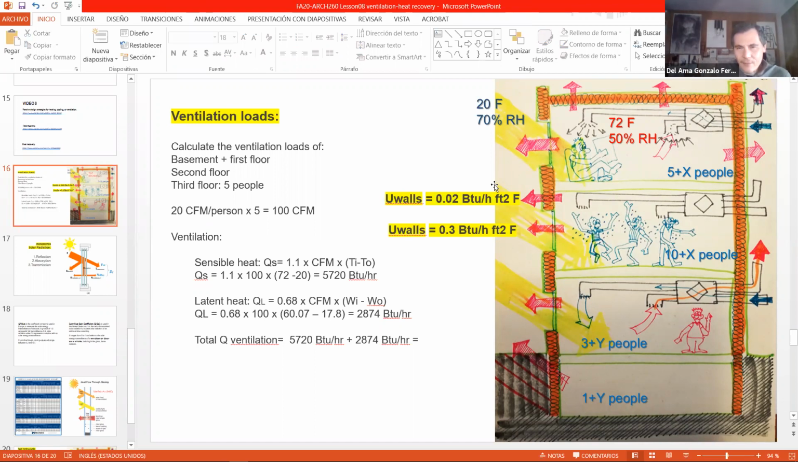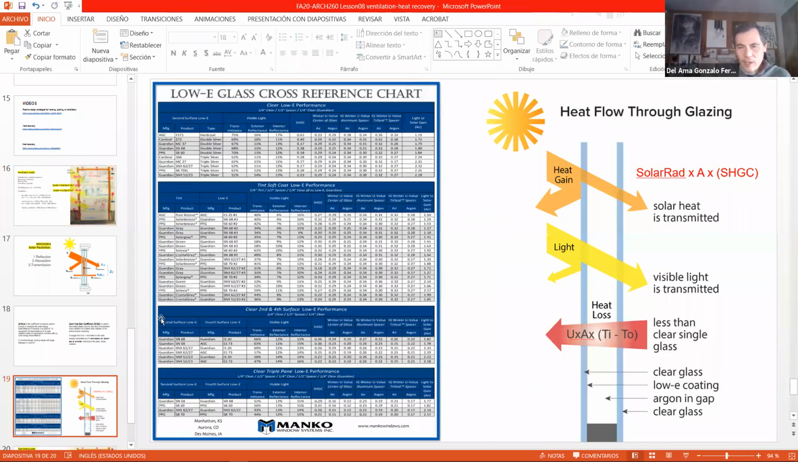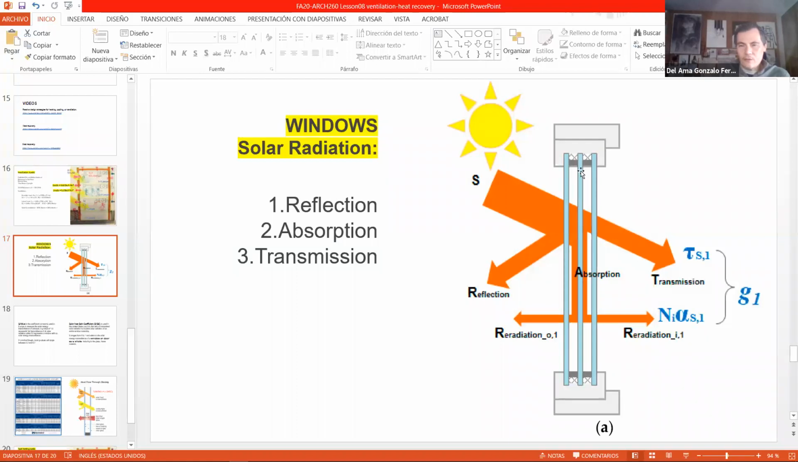But we have something in windows that we don't have in walls. We have the ability to gain energy from the solar radiation, because windows are transparent. They are made of glass, or we can use plastic, but we need a transparent material because we need natural light in buildings, and natural light is important, okay?